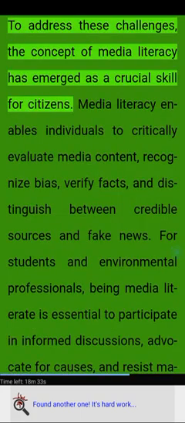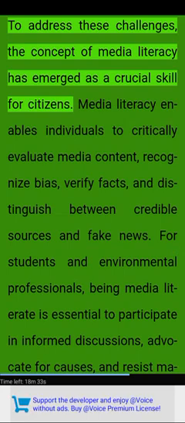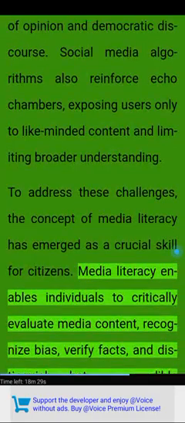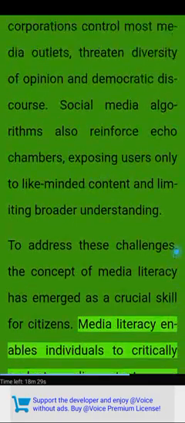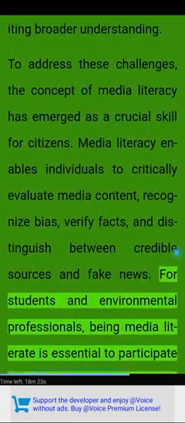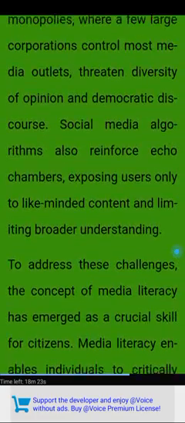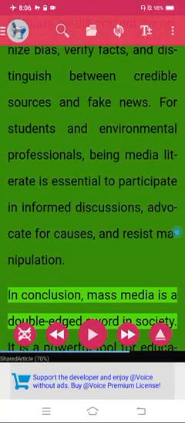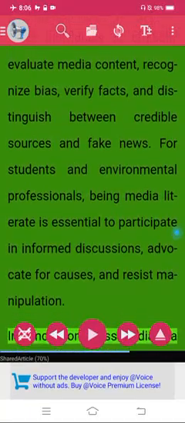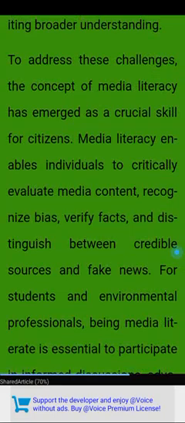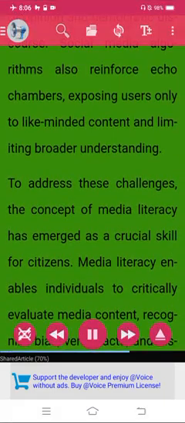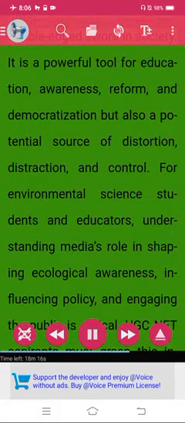To address these challenges, the concept of media literacy has emerged as a crucial skill for citizens. Media literacy enables individuals to critically evaluate media content, recognize bias, verify facts, and distinguish between credible sources and fake news. For students and environmental professionals, being media literate is essential to participate in informed discussions, advocate for causes, and resist manipulation. In conclusion, mass media is a double-edged sword in society.